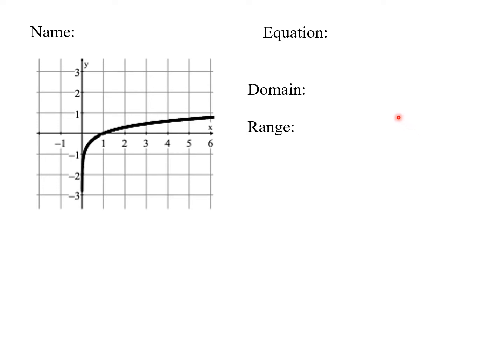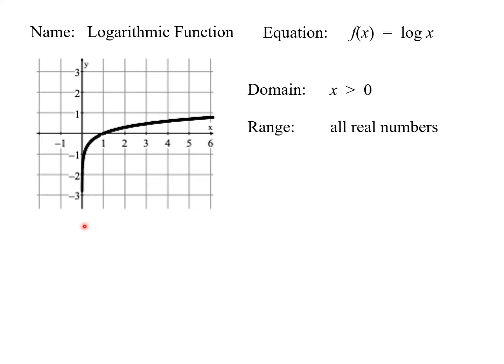The next function looks like this, and it's called the logarithmic function. The parent function looks like this, f of x equals the log of x. The domain is all values of x greater than 0. It never touches the y-axis. It's not really an asymptote because it doesn't approach it from the other side. Well, I guess the y-axis would be an asymptote because it approaches it but never touches it. And the range for this is all real numbers, because this would increase and increase and increase.